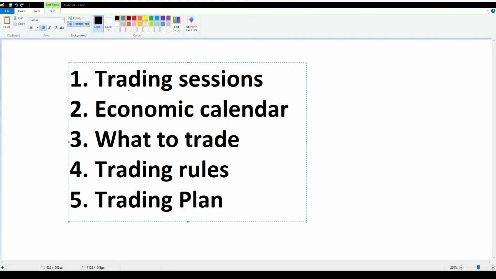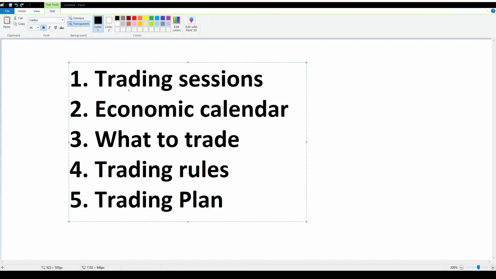So anyways, what to trade. Now we've given ourselves the opportunity to learn about the different trading sessions and we know about the economic calendar. So now let's say, what are we going to trade? To answer that question, we need to use the information that we've learned just now. What to trade depends on the trading session.